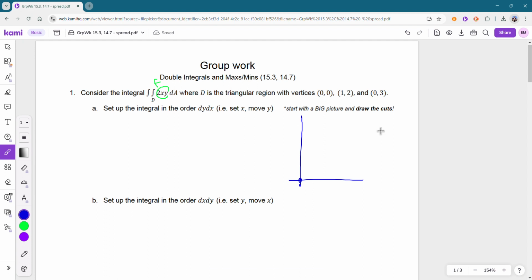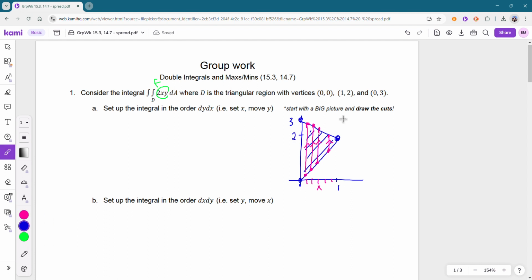So our triangle starts at 0, 0, goes up to 1, 2, then over to 0, 3. And so we have this picture going on, and there's our triangle. So to set up the integral in the order dy dx, where we set x, move y, we are doing vertical cuts. So we are setting different x's and cutting vertically through this thing. And we can see that we're always moving y from this bottom line to this top line. So we just need equations for those lines.